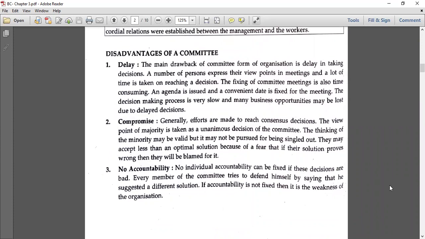The agenda is issued and convenient dates are fixed for the meetings, and then the decision making process can become very slow. These days we use so many online platforms, but when we have to do physical meetings, people have to travel from one place to another place. They have to follow all the rules and regulations if they are traveling to other countries. So this is a kind of delay which can make the decision making progress delayed.